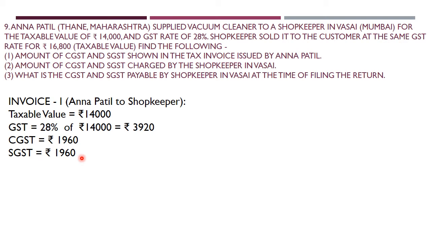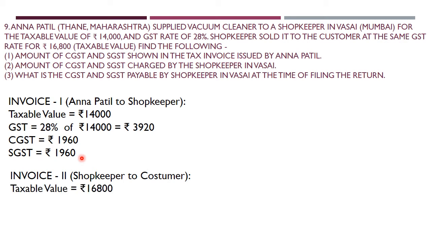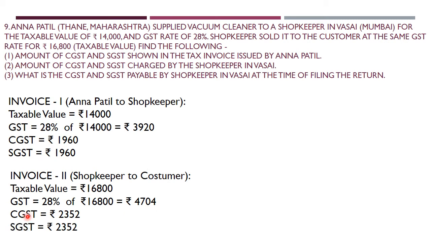Next, the amount of CGST and SGST charged by the shopkeeper in Vasai. For that, invoice 2, the shopkeeper to customer transaction. Now the taxable value is 16,800 and the GST rate is 28%. So GST will be 28% of 16,800, which will be rupees 4,704. Now half of it is CGST and half of it is SGST. So both will be 2,352. Now that's all with the first and second parts of the question.